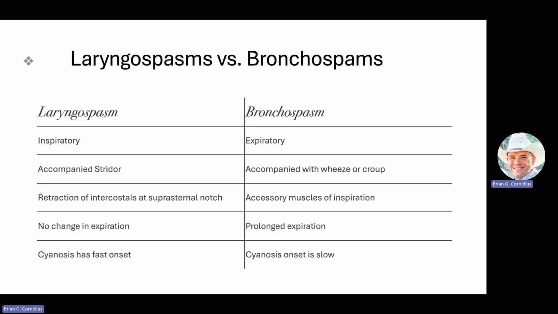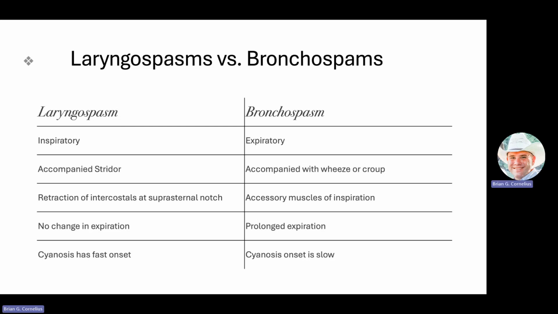One of the issues we run into from time to time is figuring out whether our patient's having a laryngospasm or a bronchospasm. Obviously, if your patient has an endotracheal tube in place, you're not going to notice the signs and symptoms of a laryngospasm. So that helps with clearing up the diagnosis there.